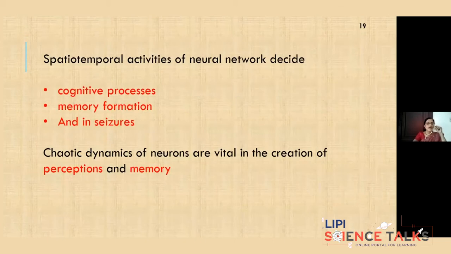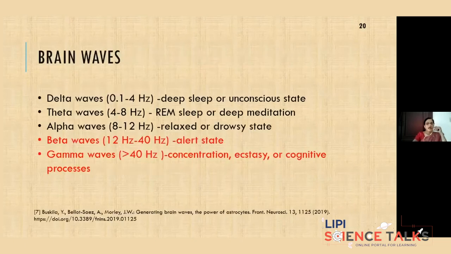Now, all these are decided by the neural network, as we all know. Now, what about brain waves? Brain waves range from delta waves to gamma waves. Delta waves have very low frequency, up to 4 hertz, and that represents deep sleep. In deep sleep, the frequency of the neuron network, that is neuron spiking or neuron firing, is very low.